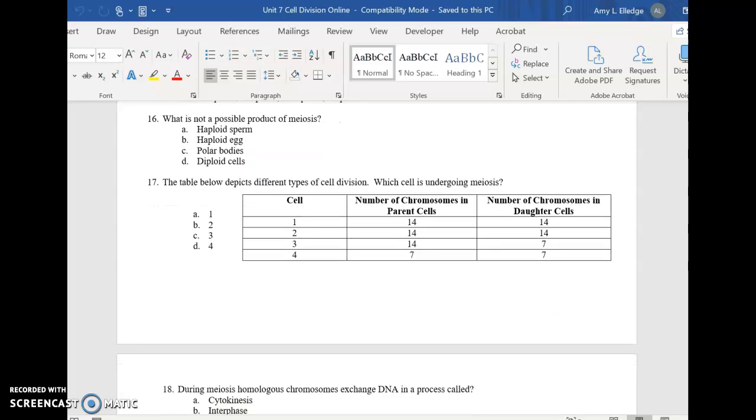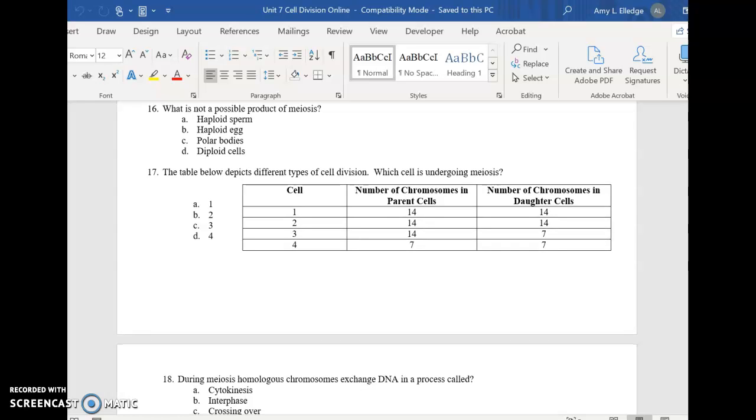All right, 17, the table below depicts different types of cell division. Which one is undergoing meiosis? So remember, meiosis is me is sexy. These are making your sex cells, and your sex cells have half the number of chromosomes, because half in the sperm, half in the egg equals 1 whole baby. So if you're looking at the parent cell, whatever cell's being made should have half. So that's not going to be 1. Not going to be 1. Not going to be 2. Looking at 3, we go from 14 to 7. That one's the 1. So you should have picked 3.